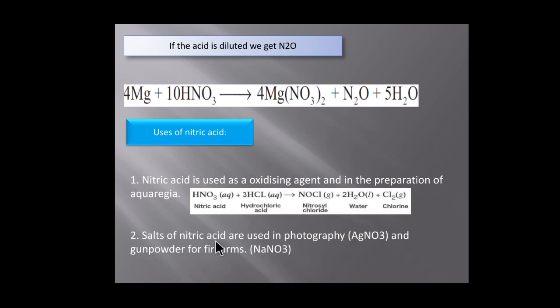The salts of nitric acid are used in the photographic field, silver nitrate and sodium nitrate. And sodium nitrate is also used as gunpowder in firearms. Is it clear? These are the salt products of nitric acid. Silver nitrate is used in the photographic field, and sodium nitrate is used in gunpowder for firearms.